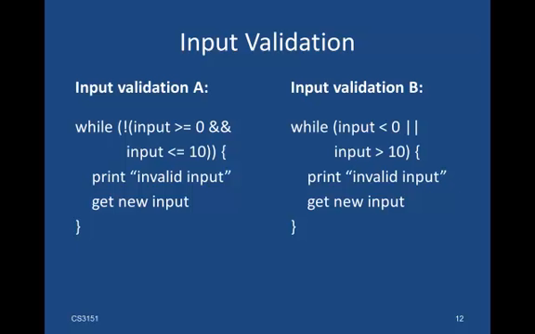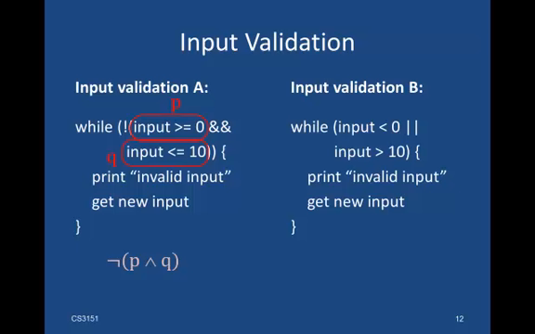I would like to go back to the two while loop versions that perform the input validation we considered earlier. We can represent the statement input is greater than or equal to 0 by the letter P. We represent the condition input less than or equal to 10 by the letter Q. Then the loop condition is not P and Q.